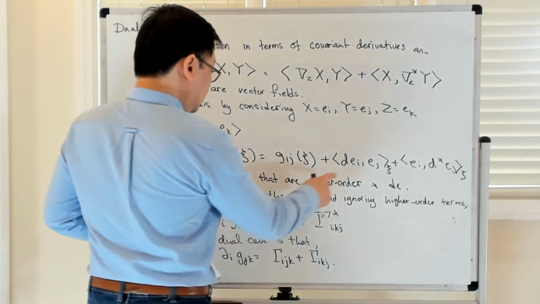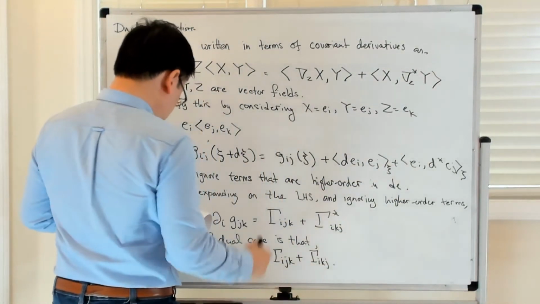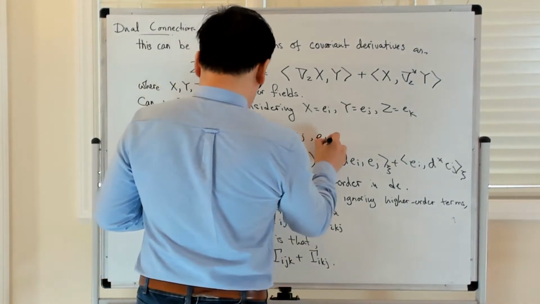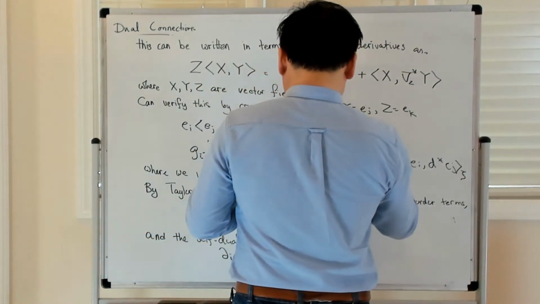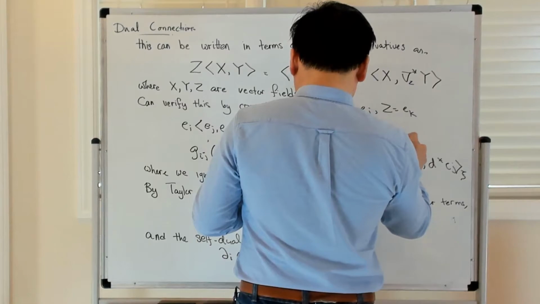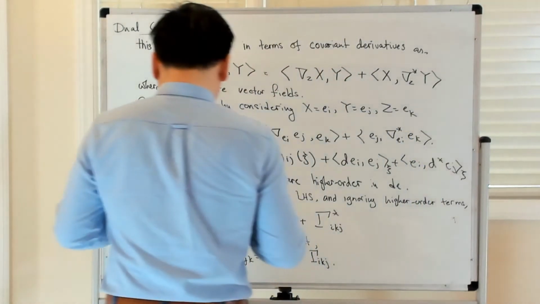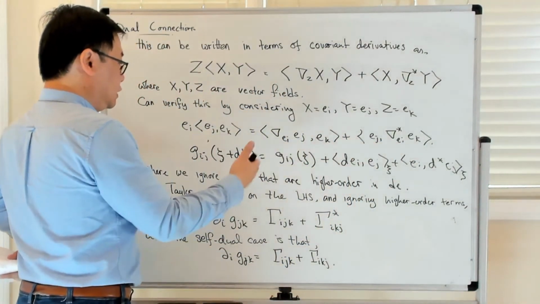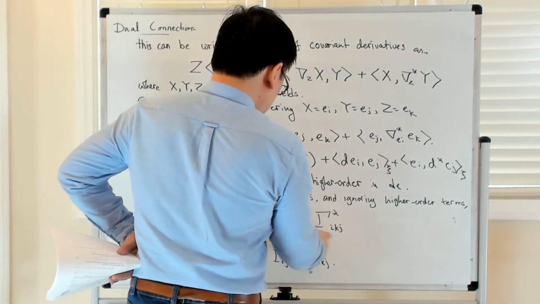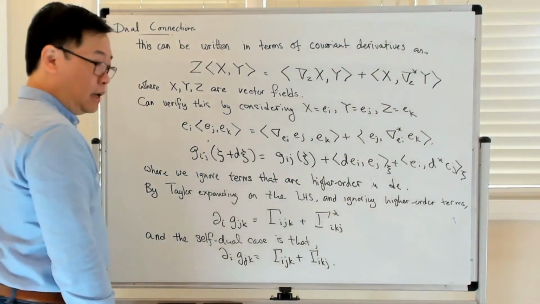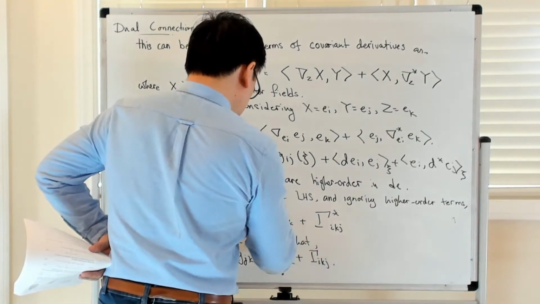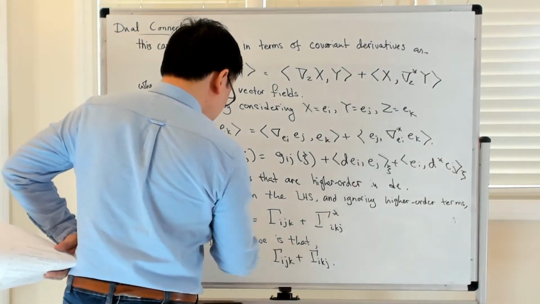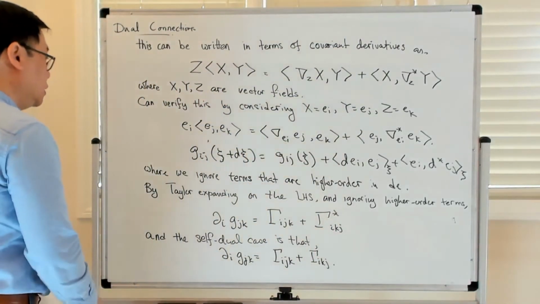Okay, and you can do something similar with these terms, so that this is equal to nabla e_i e_j, e_k plus e_j, nabla star e_i, e_k. Once you've used the fact that these are basically pulling out the coefficients in the connection, you get exactly this relationship.